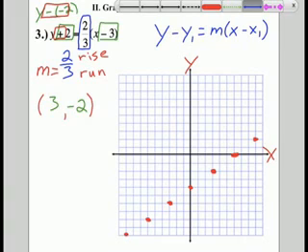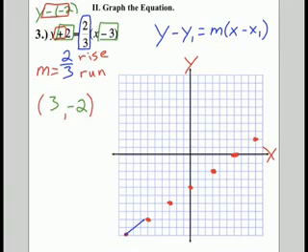Once we are done putting all the points on the graph, now we must draw a line connecting all those points. Make sure you have arrows on the ends of your line. So that there is the graph of the equation y plus 2 equals 2/3 times the quantity x minus 3.